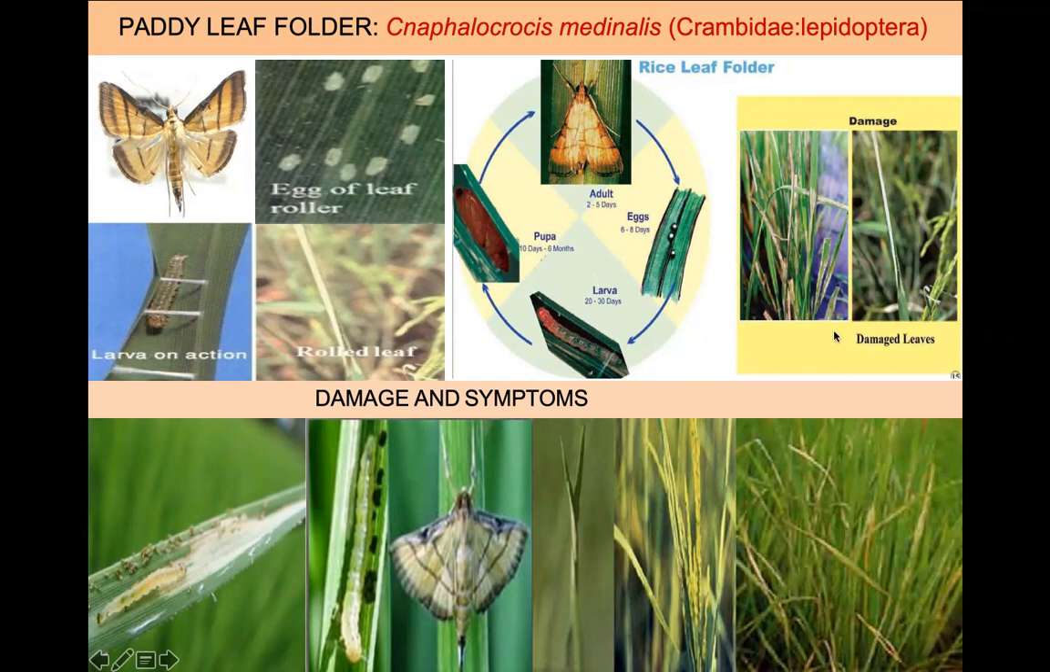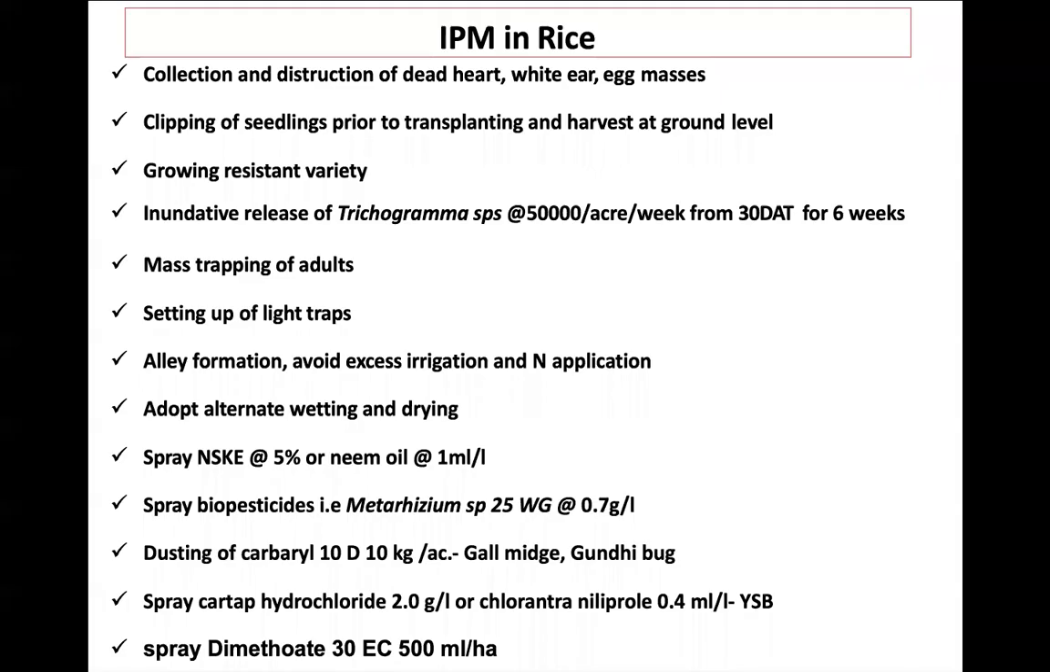So from a distance only you can see a burning kind of symptom. You will see small discontinuous burning of the leaf visible from the distance. So coming to how you will manage all these pests.